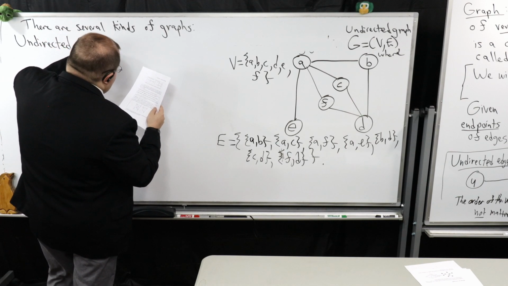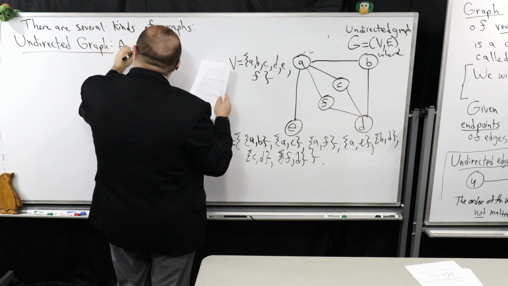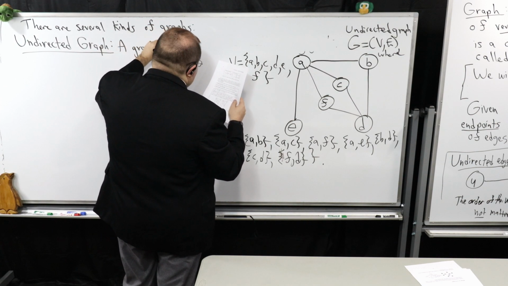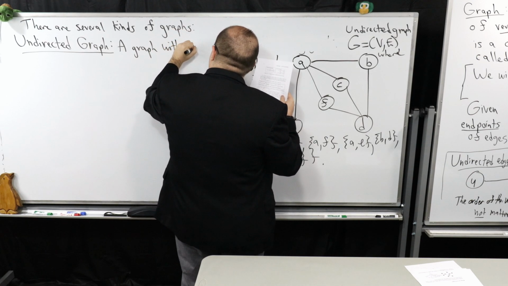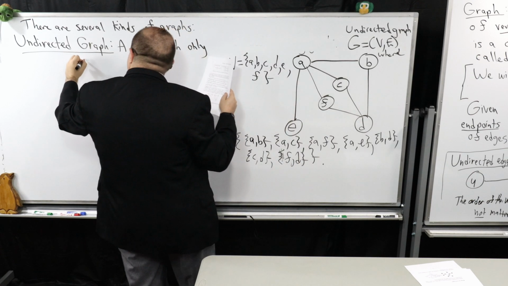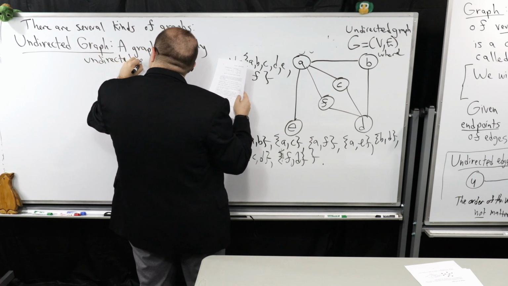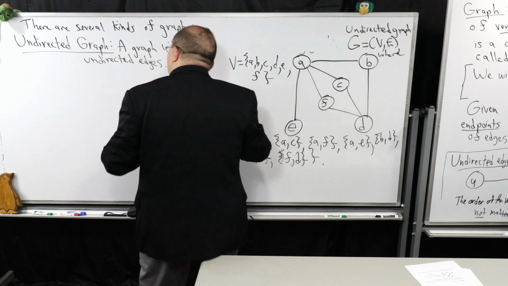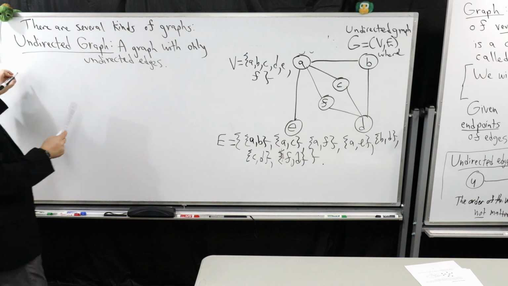So an undirected graph is quite simple. It's a graph with only undirected edges, where all the edges are going to be undirected. That's why we call it an undirected graph.